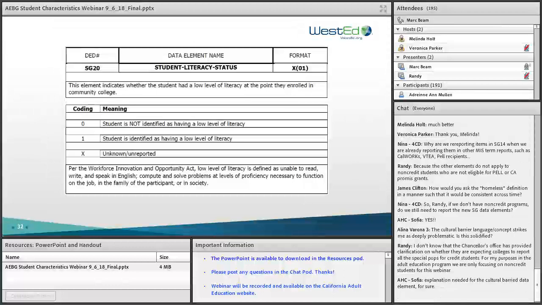SG20 is a student's literacy status, and we have already discussed in our previous webinar about educational functional levels and identifying students with a low level of literacy. This overlaps with some of that work, and we might find ways to use either assessments or educational functional levels to help inform students' characteristics so that this may be auto-populated based on some of the other evidence and assessments that we use.